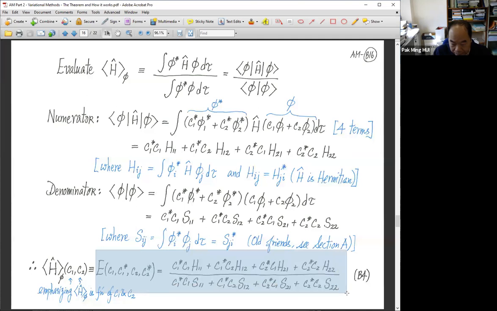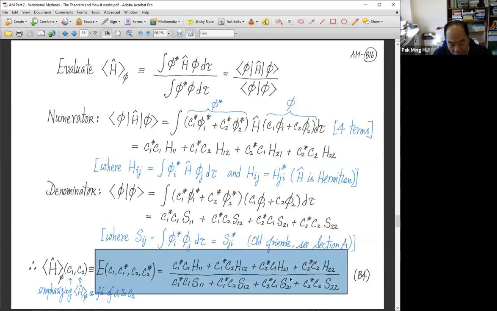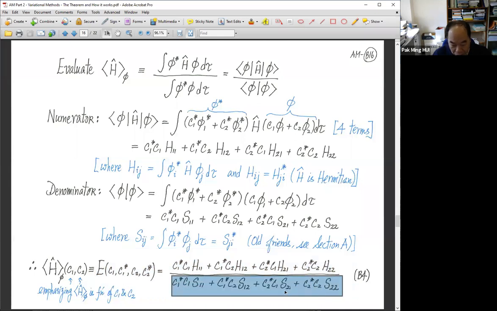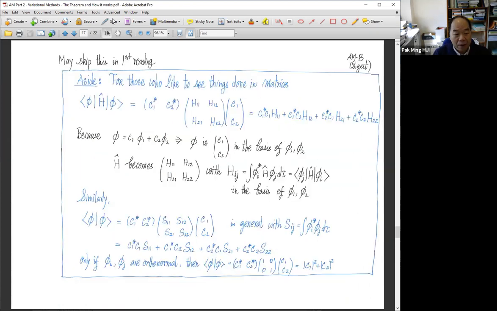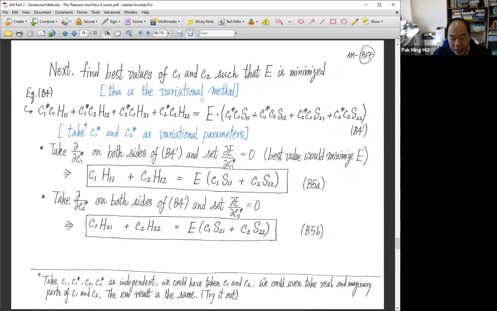I take this. Instead of keeping something in the denominator that when we do derivative will be clumsy, I multiply this to the left-hand side. So I have E times the denominator equal the numerator. So this is this line, E times the denominator equal the numerator. Now I start doing things.